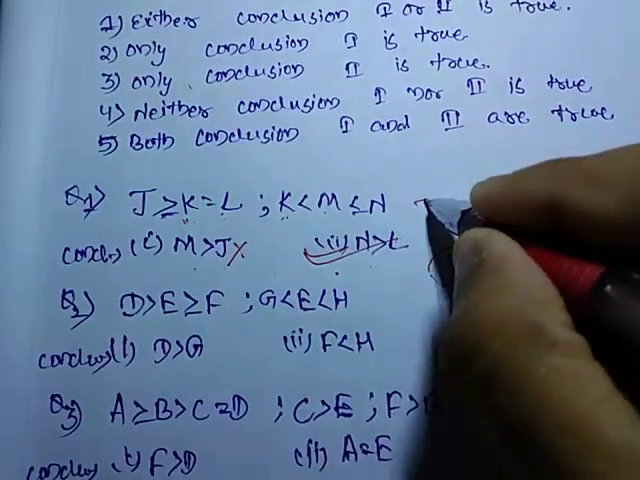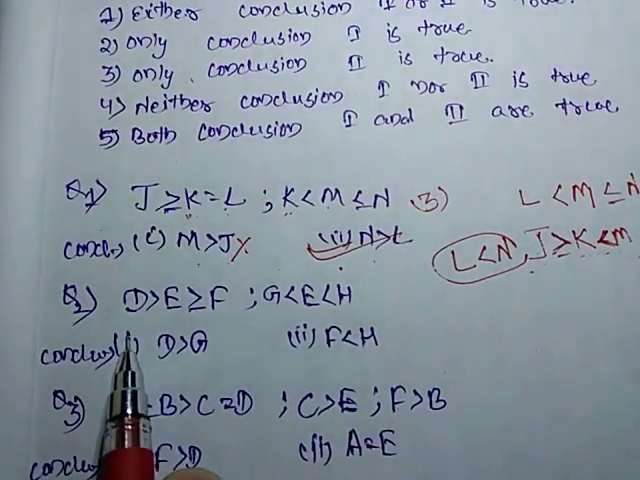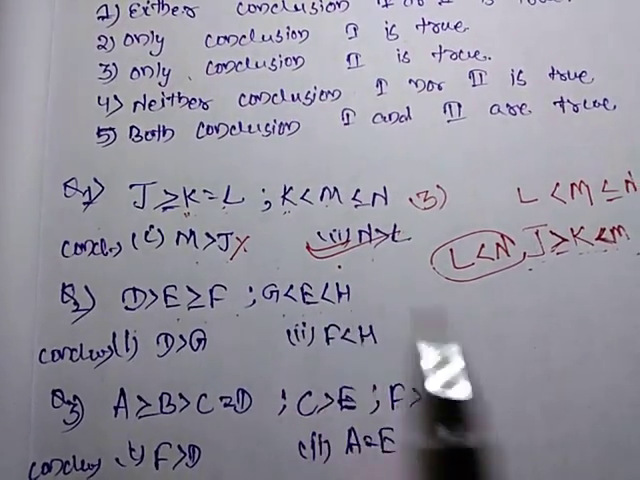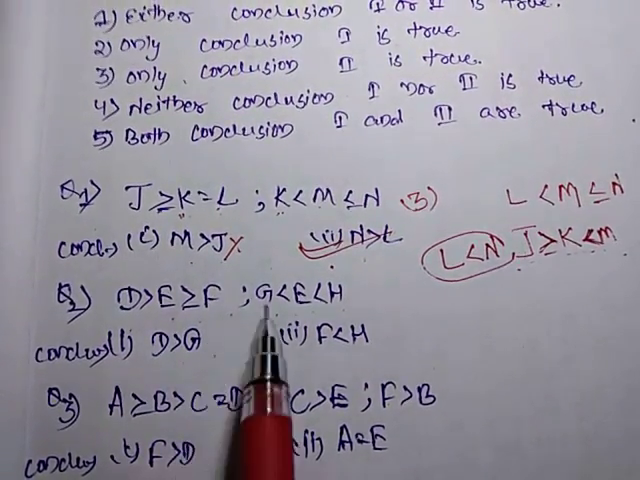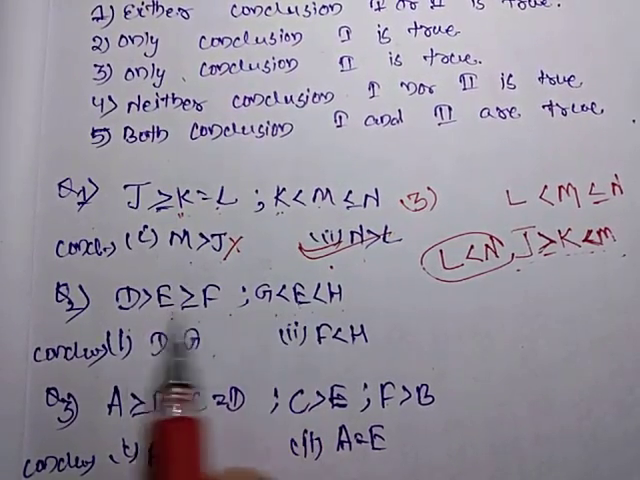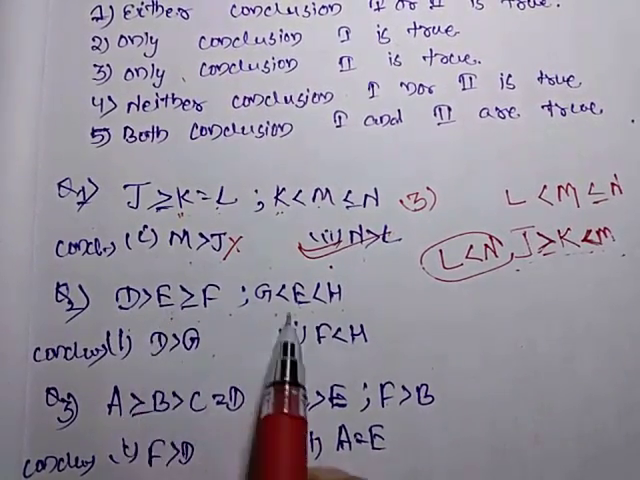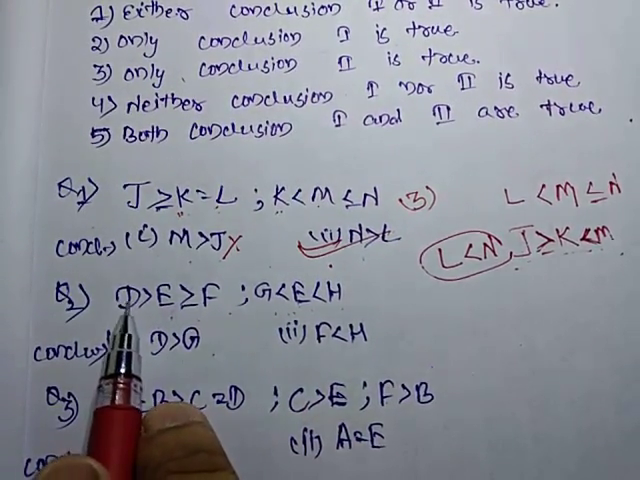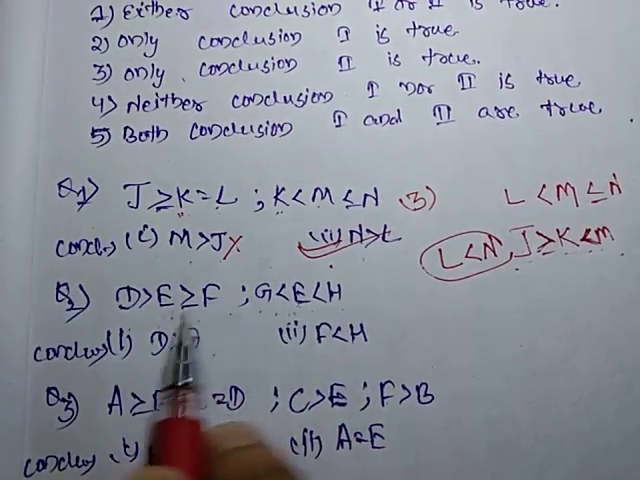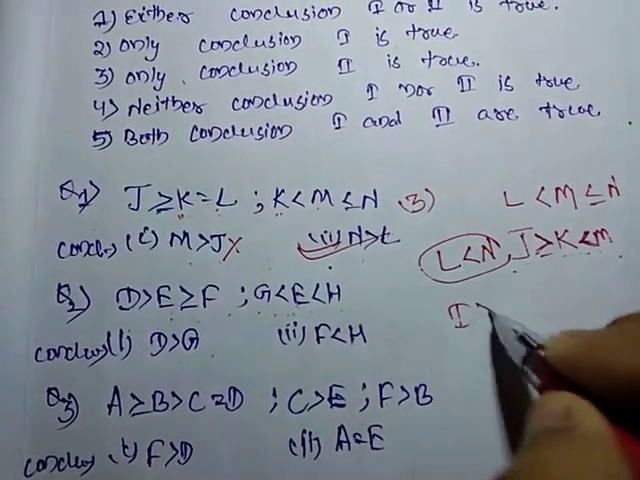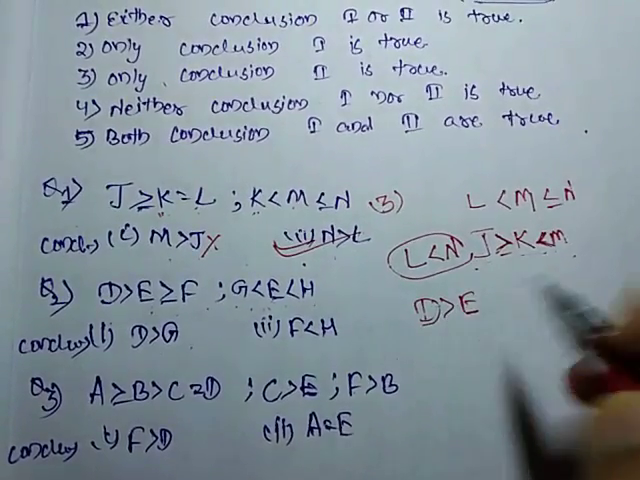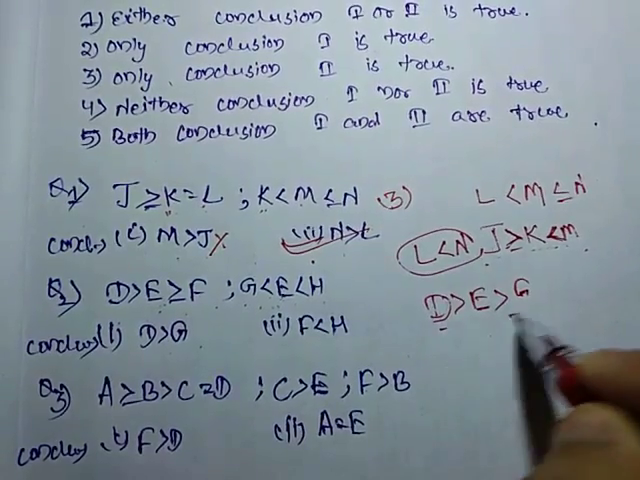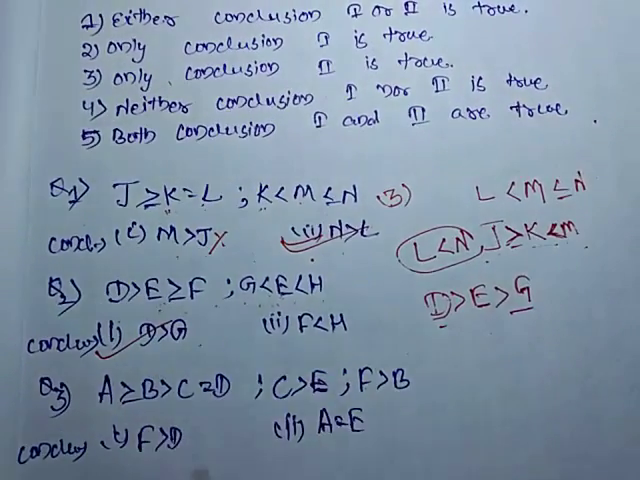That means option 3. Okay, next: D is greater than E is greater than or equal to F; G is less than E is less than H. Now D is greater than G, and E is present in both statements, so we conclude the relation between D and G through E. That is, D is greater than E, and E is also greater than G. That means D is greater than G. That means this statement is correct.